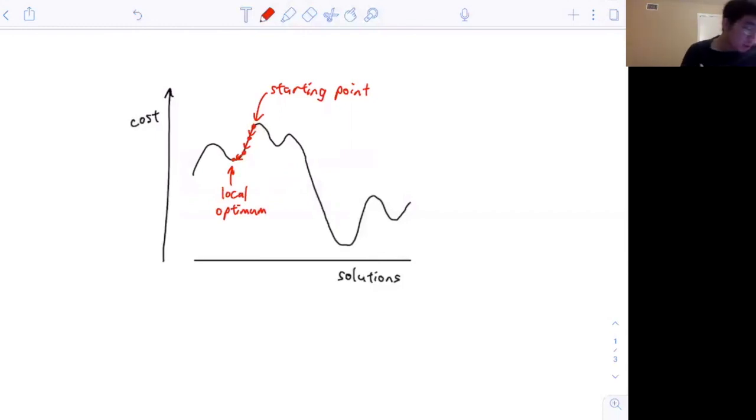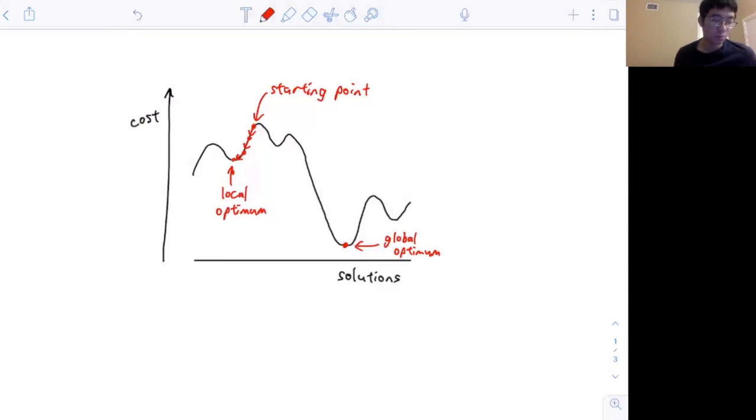Now, the problem with the local optimum is that it's not necessarily the optimal solution. It is optimal locally, but it's not necessarily globally optimal. And in this case, you can see that there's a solution down here where this is the actual minimum cost solution overall. This is the global optimum. So where you start will have an effect on which local optimum you run into.